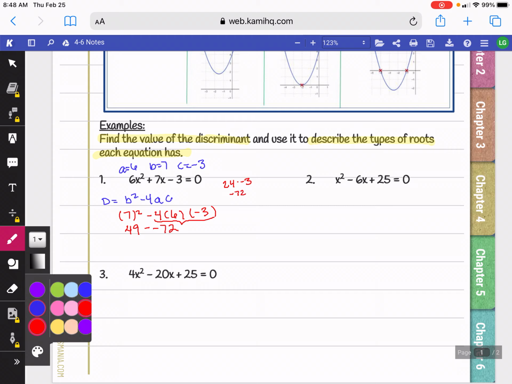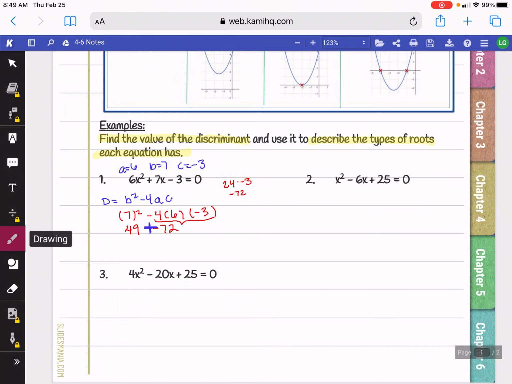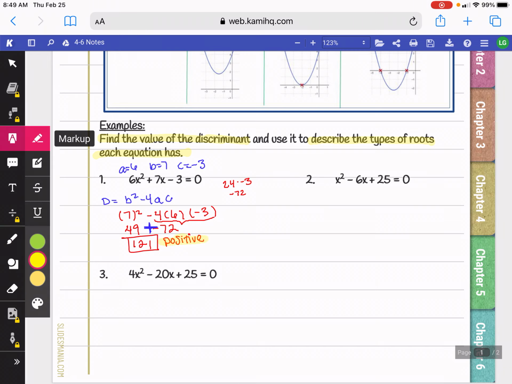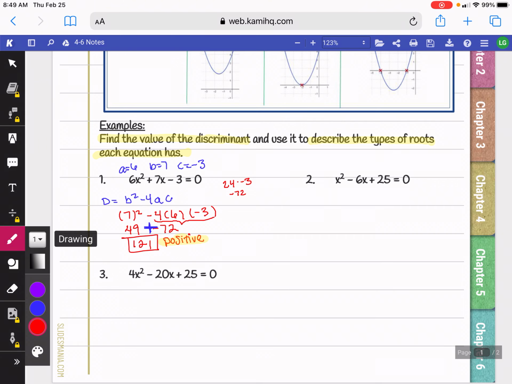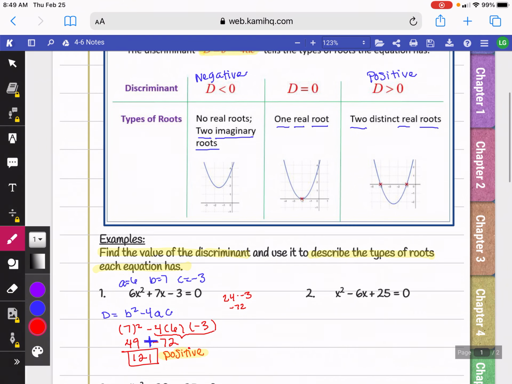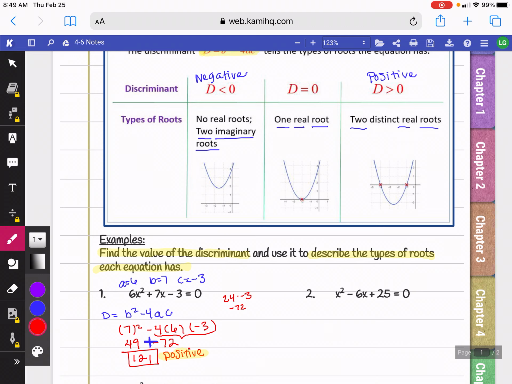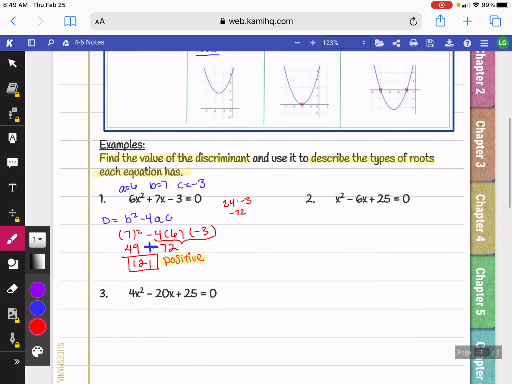And remember, when you're subtracting a negative, that really changes to addition. So this becomes 49 plus 72, which is equal to 121. Now, this is a positive number. So since it's positive, looking at our notes for positive up here, our parabola is going to have two distinct or two real roots. So positive will be two real roots.